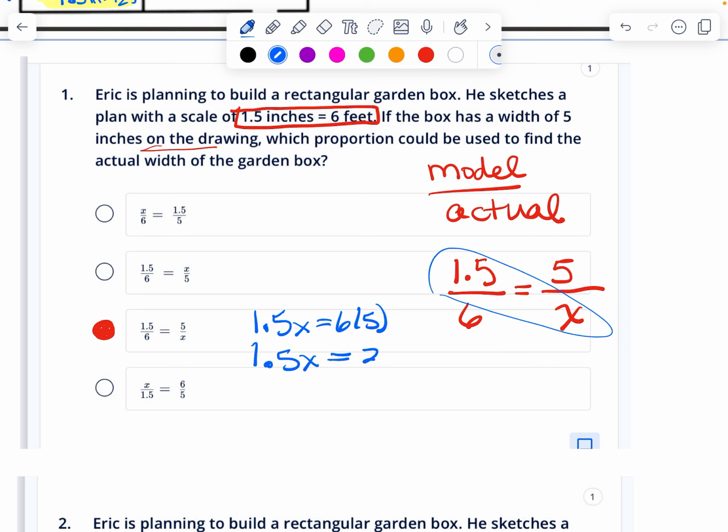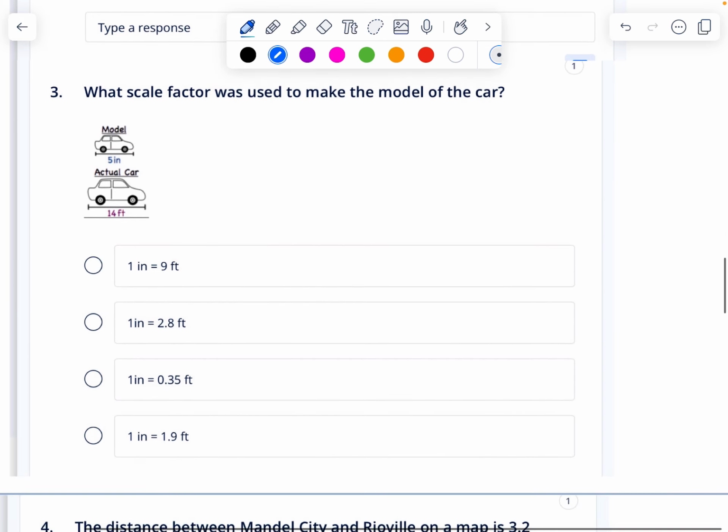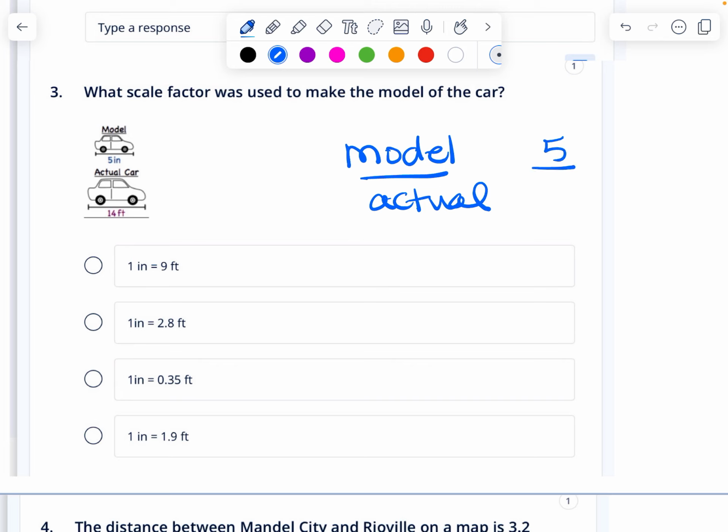All right, which scale factor is used to make the model of the car? Always comparing the model over the actual. So the model is 5, the actual is 14. So if we wanted to know what 1 inch equals, we would want to know what 1 inch is, what's the actual. So I can do cross products. 5x equals 14, divide both sides by 5, and 14 divided by 5 is 2.8. So it would be this one.